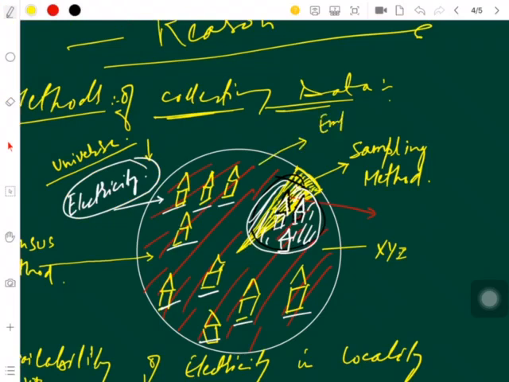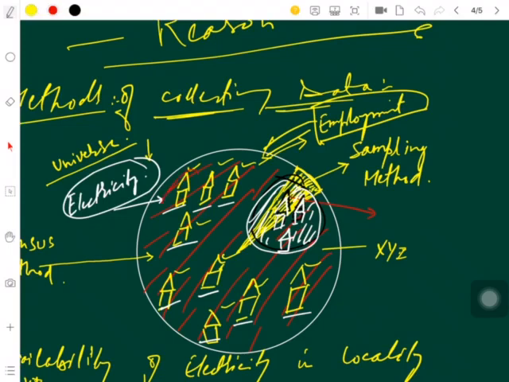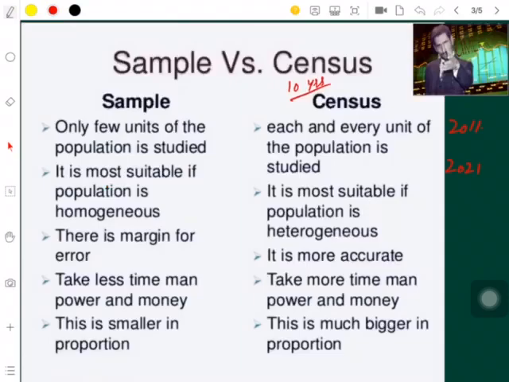But when I am taking heterogeneity, let us say I am talking not about electricity but about employment. Every household will run only if there is someone employed in the house, at least one person, the head of the family. So here the field of enquiry is heterogeneous. Some may be employed, some may not. So this is what we mean by homogeneity and heterogeneity.